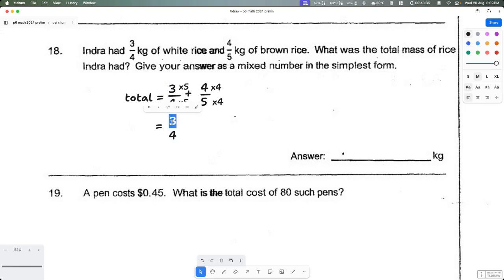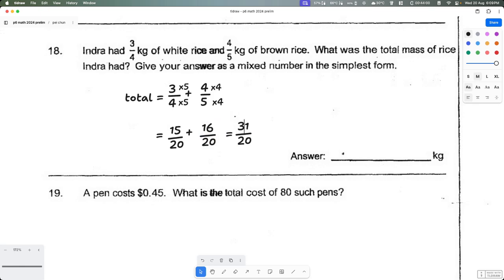So 15 out of 20. And then for this 4 over 5, this will then become 4 times 4 will be 16 over 20. Okay, so now we can add them together. So what's 15 plus 16? This becomes 31, right? So we have 31 out of 20.